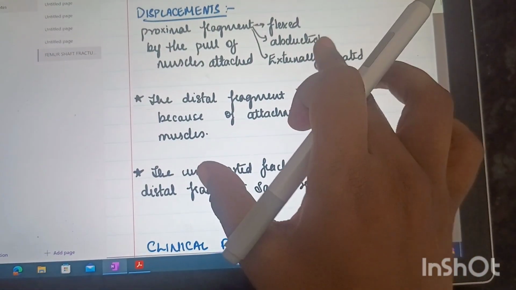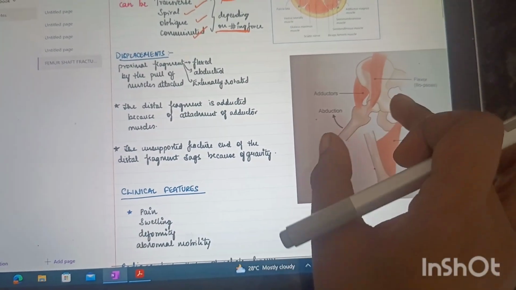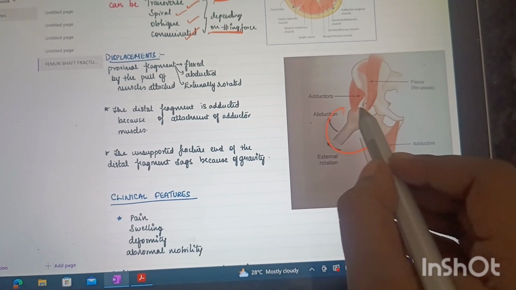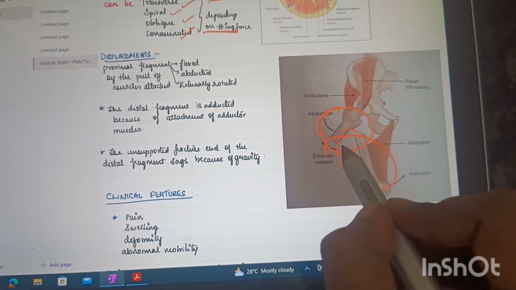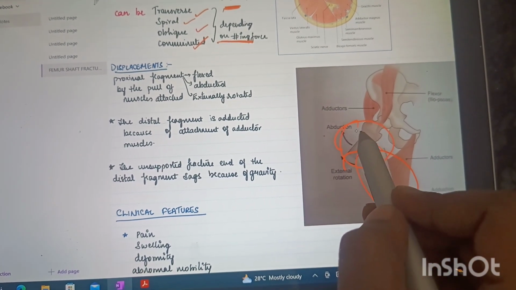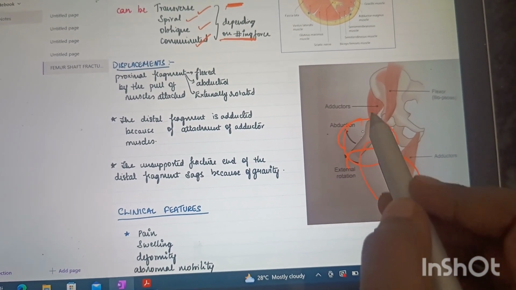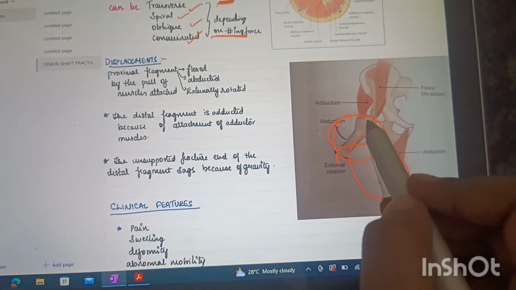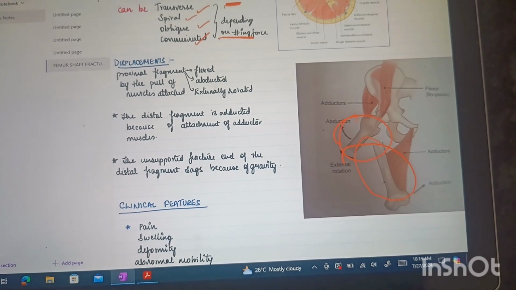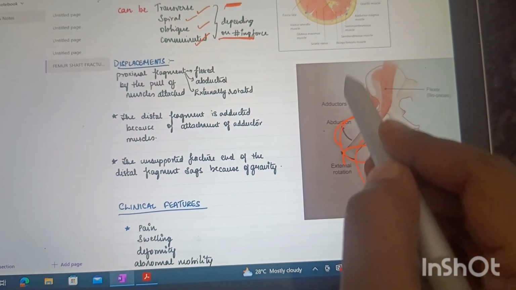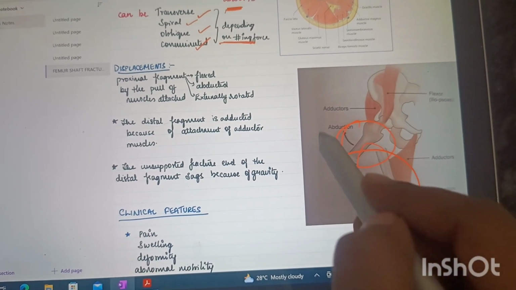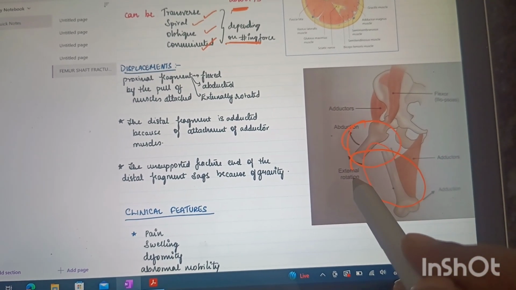Next comes the displacements. For displacements, this diagram is very important. In the displacements, this is the proximal fragment, this is the distal fragment. This proximal fragment is usually flexed, abducted and externally rotated because abductors are attached to GT, and iliopsoas is a chief flexor, it is attached to LT. So as the abductors are attached to GT, they are helpful for abduction and external rotation. That is the reason the proximal fragment will be abducted and externally rotated.